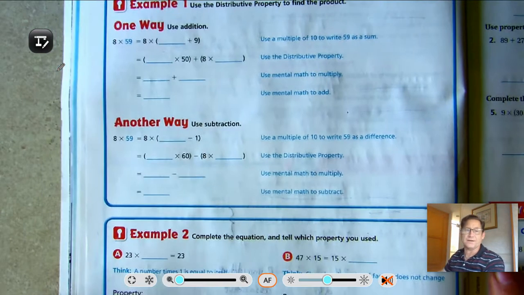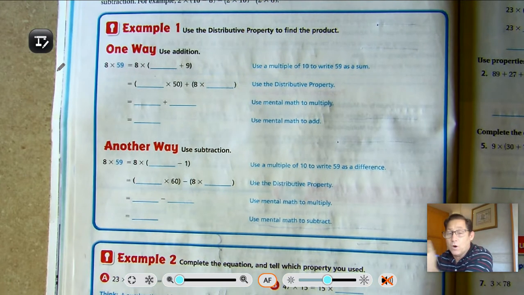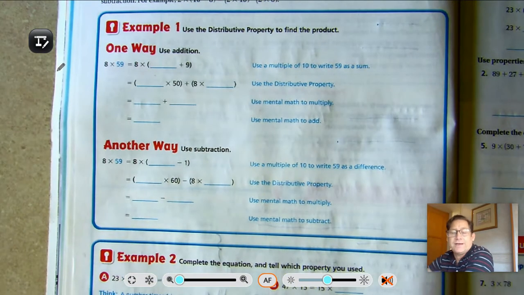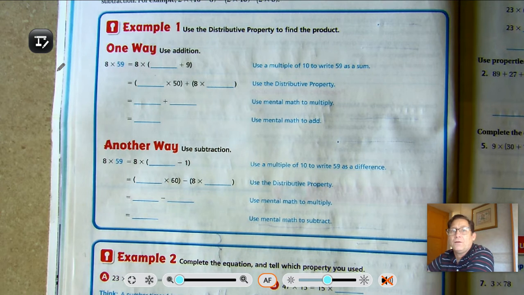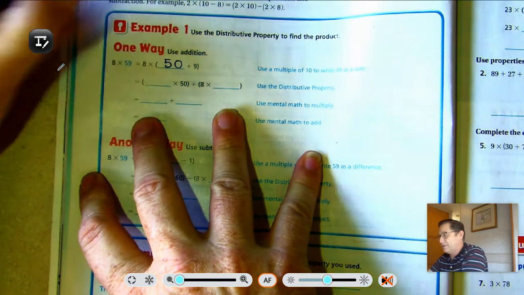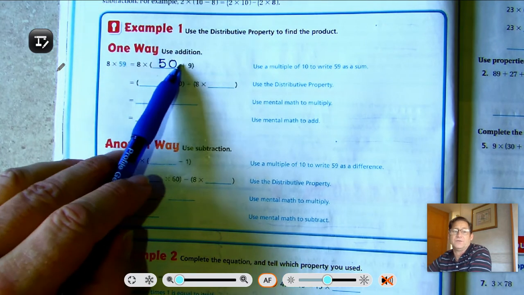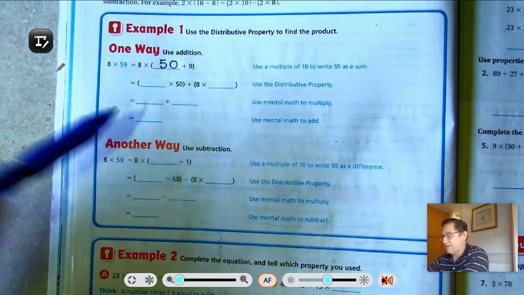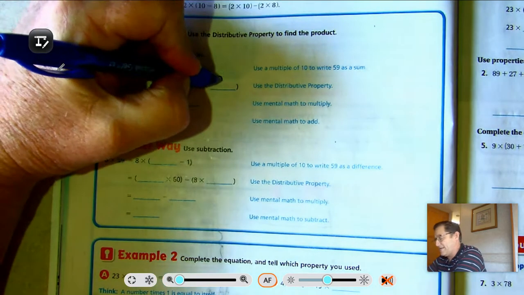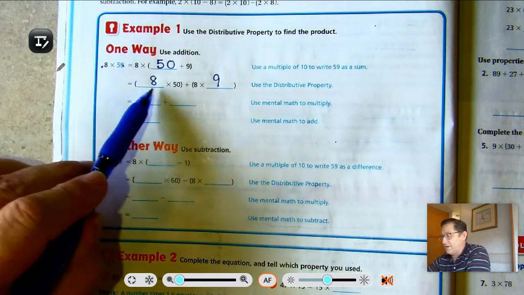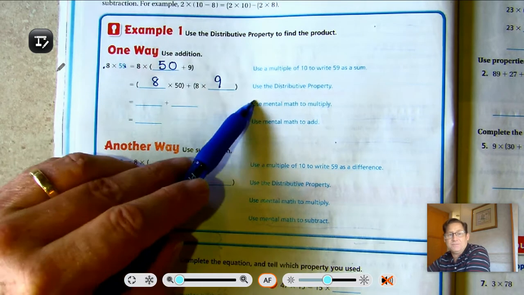So let's practice some of this. Use the distributive property to find the product. One way is to use addition. 8 times 59 equals 8 times what? Well, we could just go ahead and multiply using regrouping and do 59 times 8. But I can also use the distributive property to break up the 59. Multiplying a number by a sum is the same as multiplying that number by each addend. So we have 8 times 59. All we did was break up the 59 into 8 times 50 and 8 times 9.